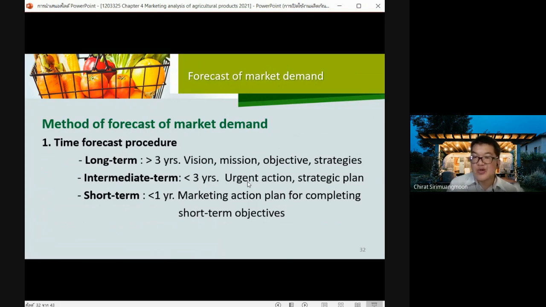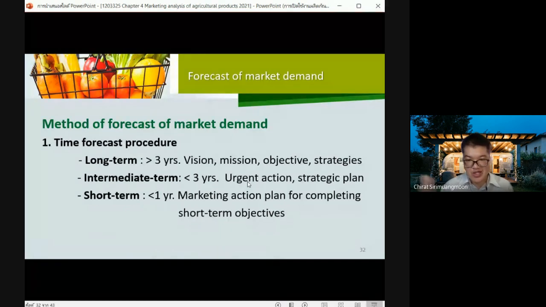Like for COVID-19, this is a short term. So if you would like to forecast the market demands, you might think, okay, with this situation, what can we predict? If I were a food company, I might think, okay, for the short term, I might prepare very fast production products that can increase the immune system. For the 1 to 3 years, I might plant some fruit or vegetables that will serve the short term.